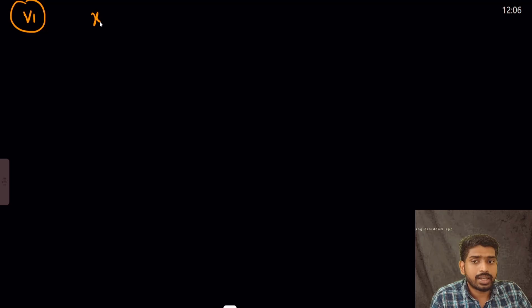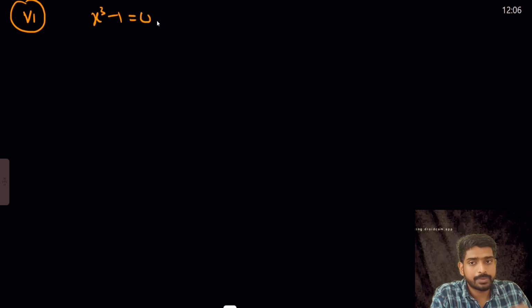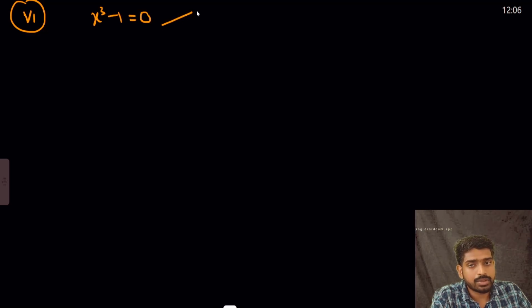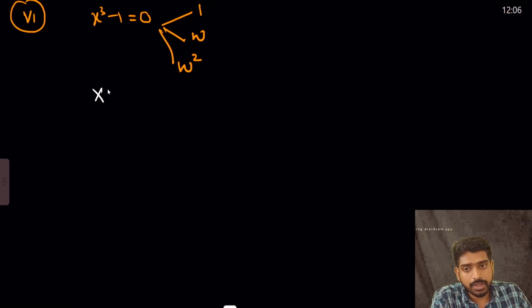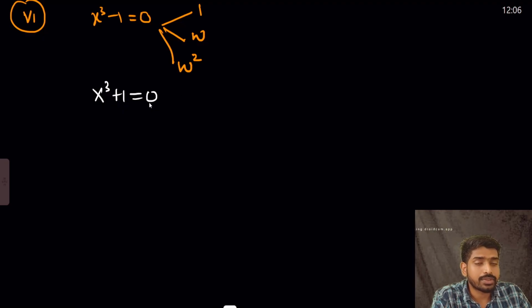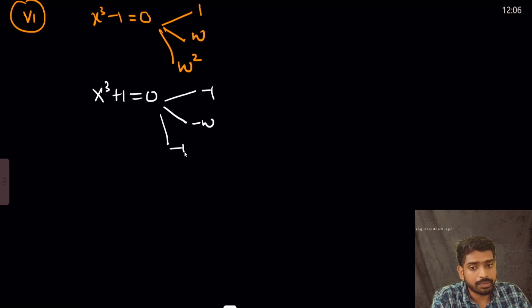We have seen that x cube minus 1 equals 0 has 3 roots: one is 1, one is omega, and the third one is omega square. Now if I ask about x cube plus 1 equals 0, this equation will also have 3 roots. The 3 roots will be minus 1, minus omega, and minus omega square. This we can find also.